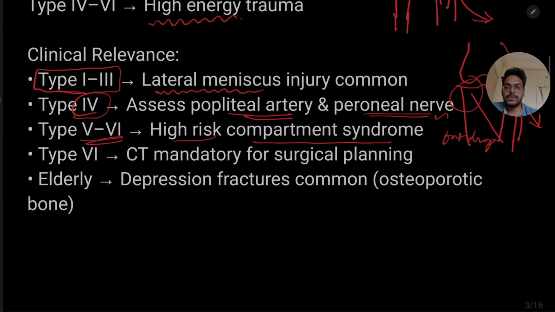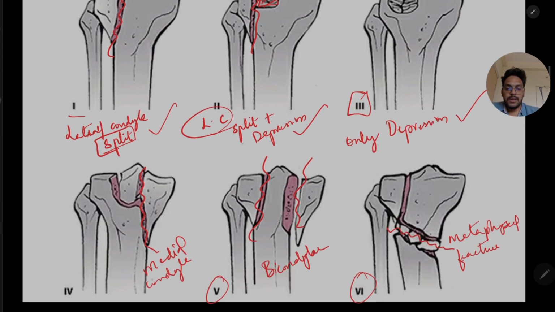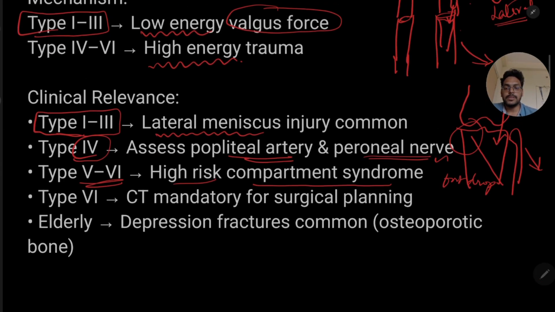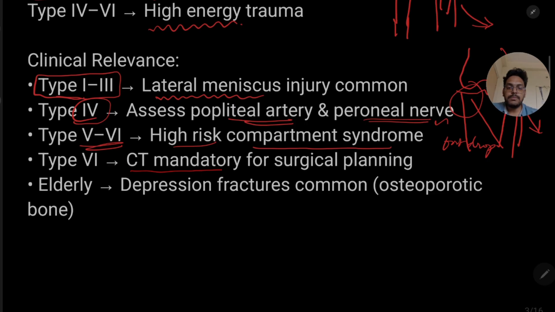The greater risk for compartment syndrome is in type 5, the bicondylar fracture, and the metaphyseal fracture, because both the condyles and metaphyses are rich in blood supply. So there is more oozing of blood, and more chance of compartment syndrome. And in type 6, CT is mandatory for surgical planning, because along with the metaphysis, you have to rule out what all the other bones are that have been fractured.